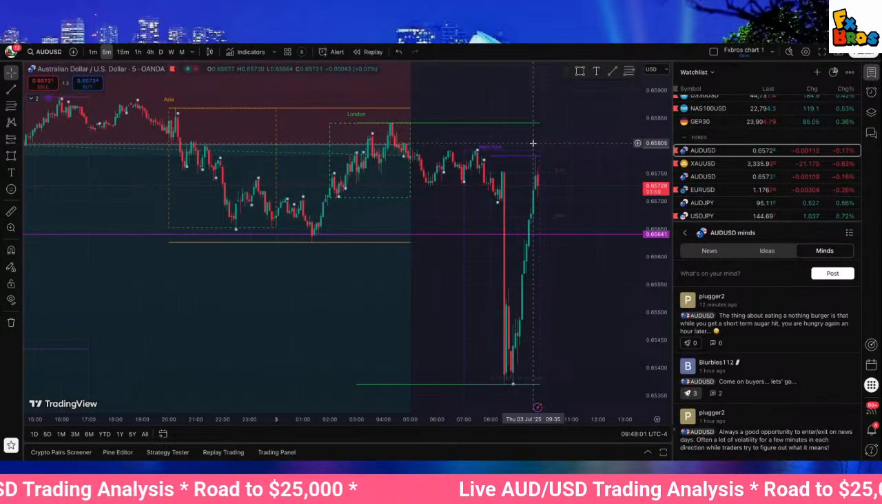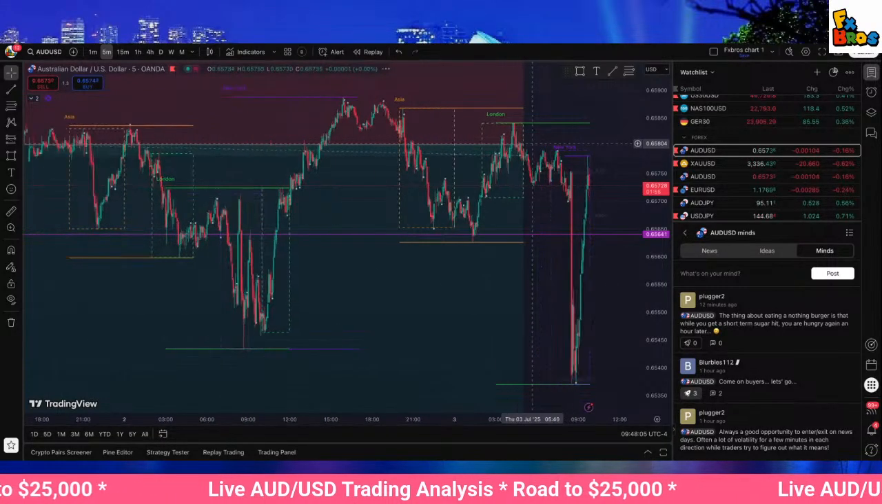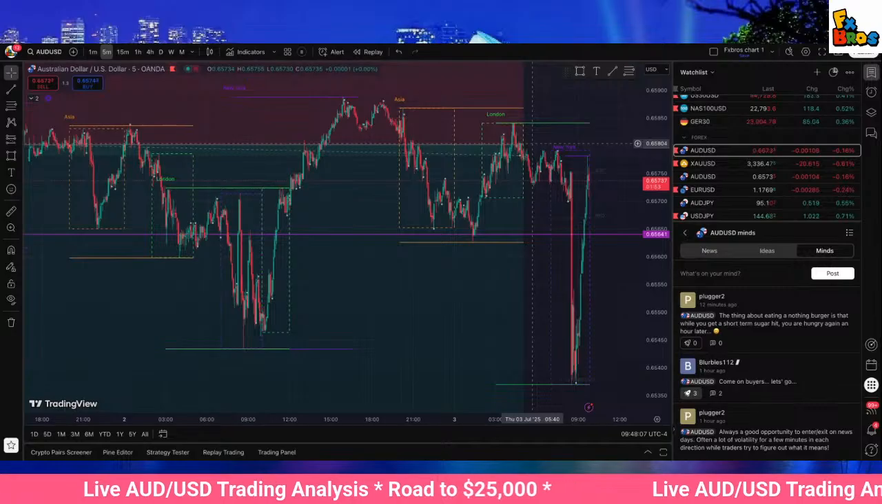$65.80. We can't go above 85. If we go above 85, we are bullish.